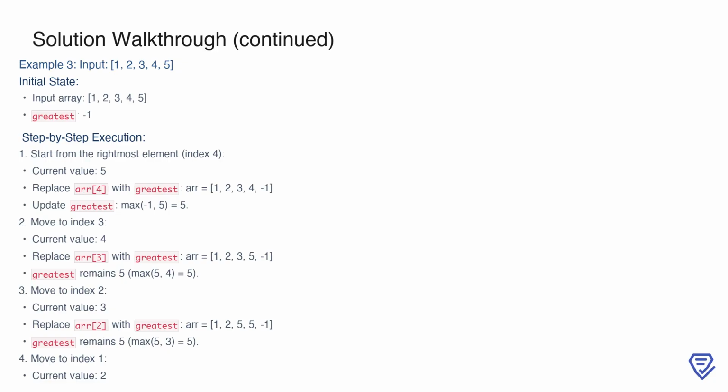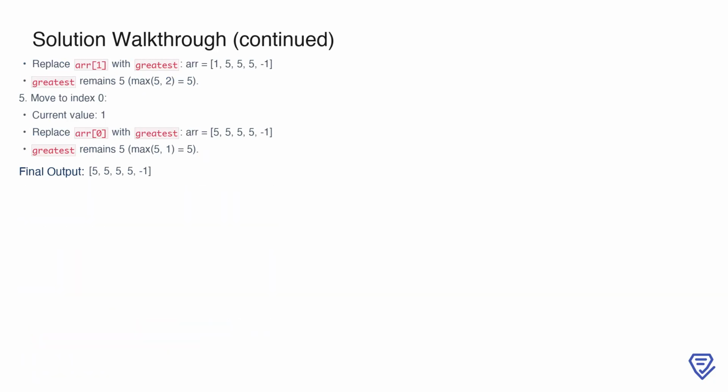At index 1, the value is 2. For the element at index 1, we replace it with the current greatest, resulting in the array becoming 1, 5, 5, 5, -1. The maximum of 5 and 2 is still 5, so greatest remains unchanged. Finally, at index 0, the value is 1. Replacing it with greatest updates the array to 5, 5, 5, 5, -1. Again, the maximum of 5 and 1 is 5, so greatest remains 5. Having processed all elements, the final output for this example is 5, 5, 5, 5, -1.